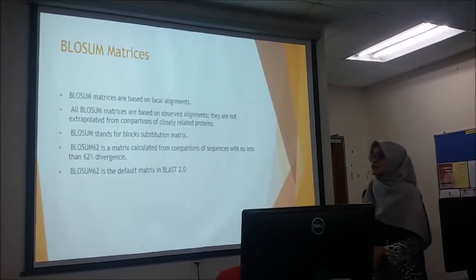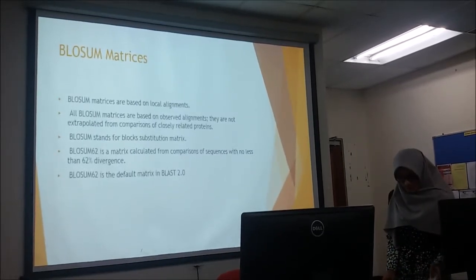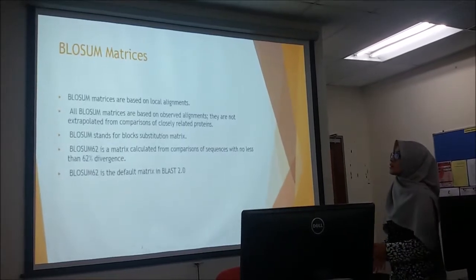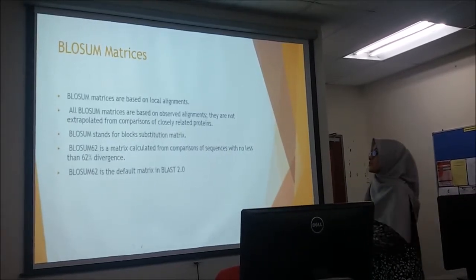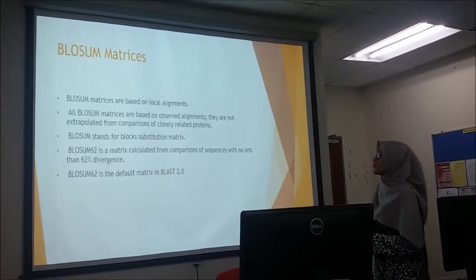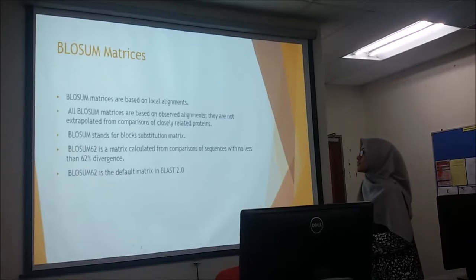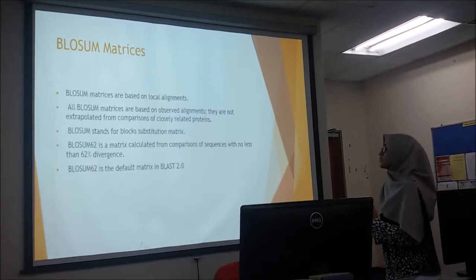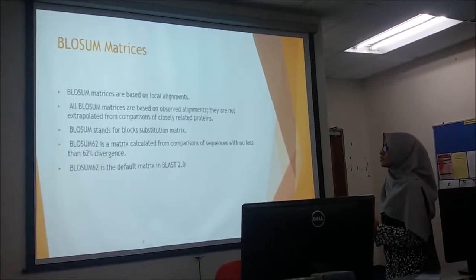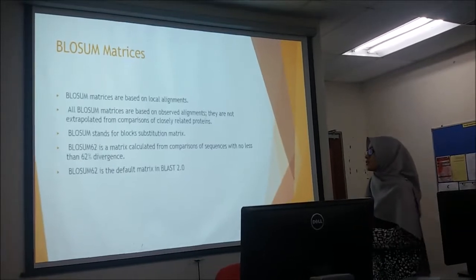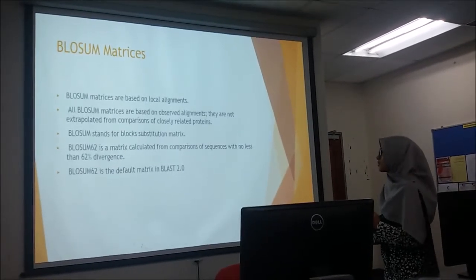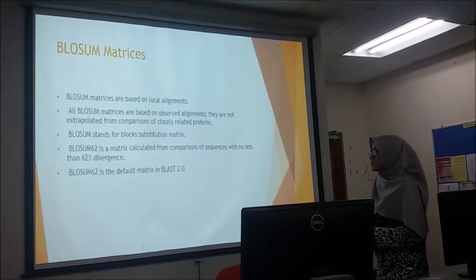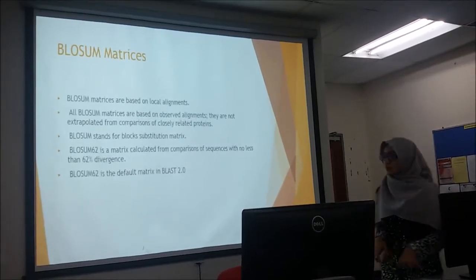Okay. So as mentioned earlier, there are 2 types of substitution matrices, and besides PAM matrices, there are BLOSUM matrices. So what are BLOSUM matrices? BLOSUM matrices are based on local alignment. All BLOSUM matrices are based on observed alignments. They are not extrapolated from comparison of closely related proteins. BLOSUM stands for block substitution matrix. BLOSUM62 is a matrix calculated from comparison of sequences with no less than 62% identity. BLOSUM62 is the default matrix in BLAST 2.0.